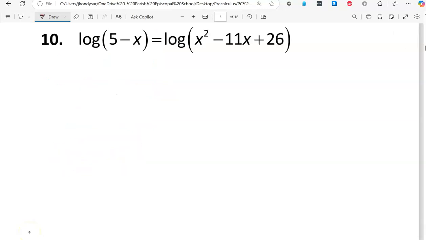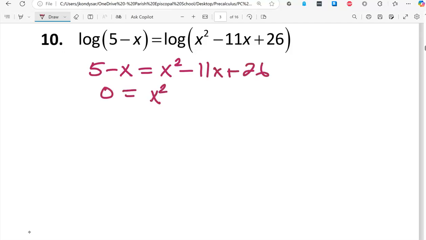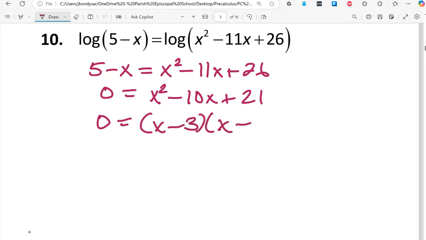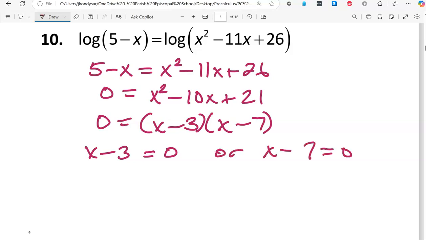In number 10, if log of a equals log of b, then a equals b, so we can just equate the arguments of the logarithms and then move everything to one side. So I'm going to add x and subtract 5, and we can factor to solve. X minus 3 times x minus 7 is equal to 0, which means that x minus 3 equals 0 or x minus 7 is equal to 0, and so that's going to give us two solutions, 3 and 7. And we need to check those solutions very carefully.